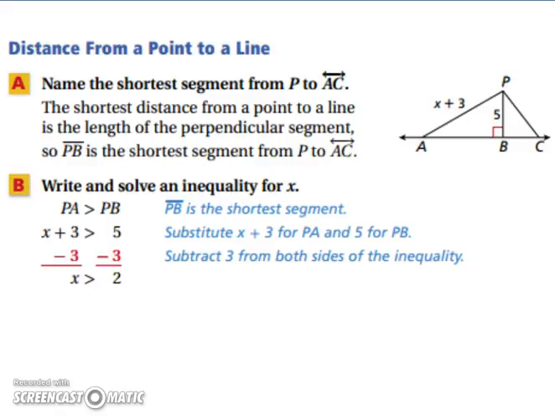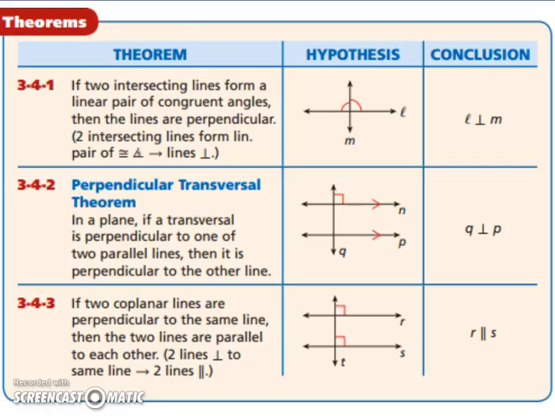Let's look at a few theorems. If two intersecting lines form a linear pair of congruent angles, then the lines are perpendicular. So if you have a line and you cut it in half, so that way you have two angles that are the same, they're both going to have to be 90 degrees because one line makes 180, half of 180 is 90. Alright, let's get a little more specific here.